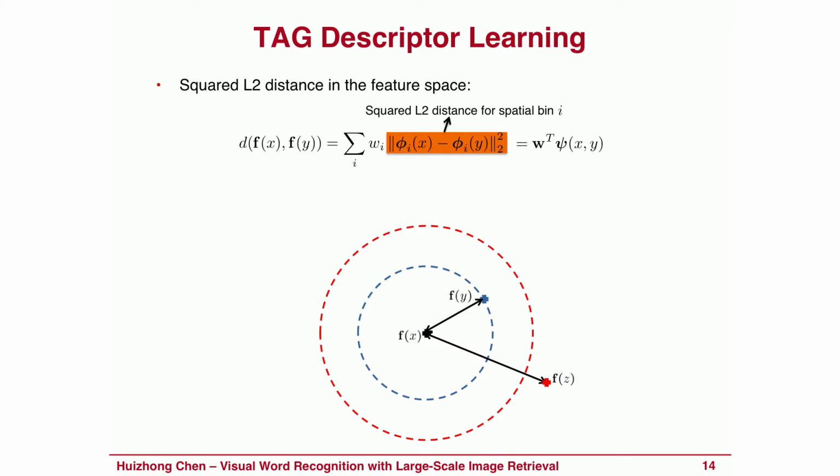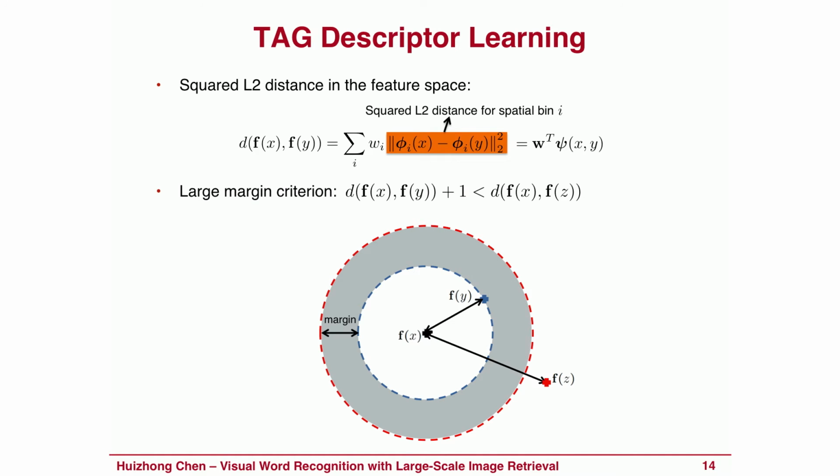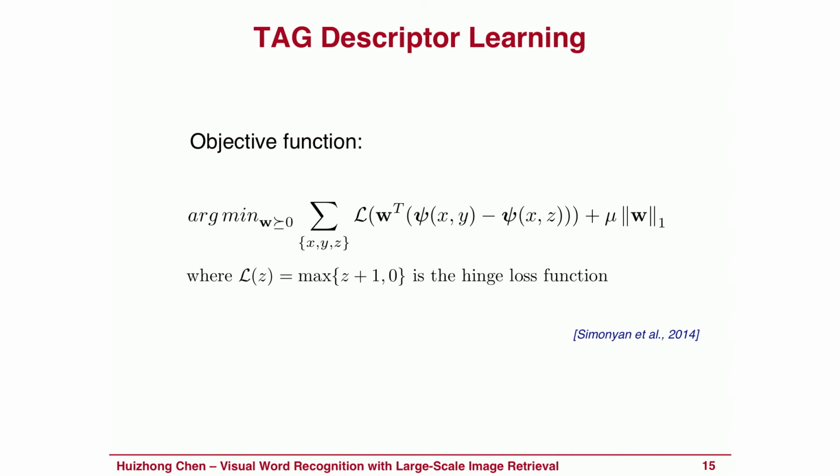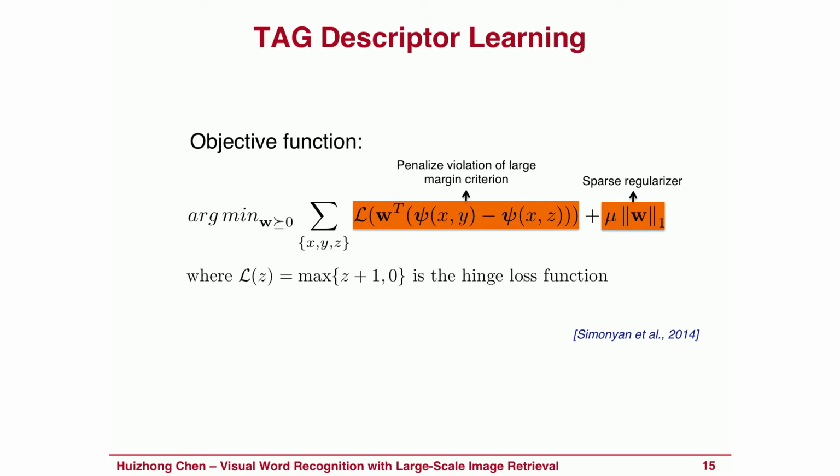In addition, we also add a margin such that the word patch matching can be performed more robustly. Without loss of generality, the margin is defined to be unit length. This corresponds to the so-called large margin criterion. We can formulate the descriptor learning as a convex optimization problem. There are two terms in the objective function. The first term is a penalization term, which adds to the cost whenever the large margin criterion is violated. The second term is an L1 sparse regularizer, which encourages a sparse solution to the learned weight vector. We optimize this objective function by seeking a non-negative solution on W.